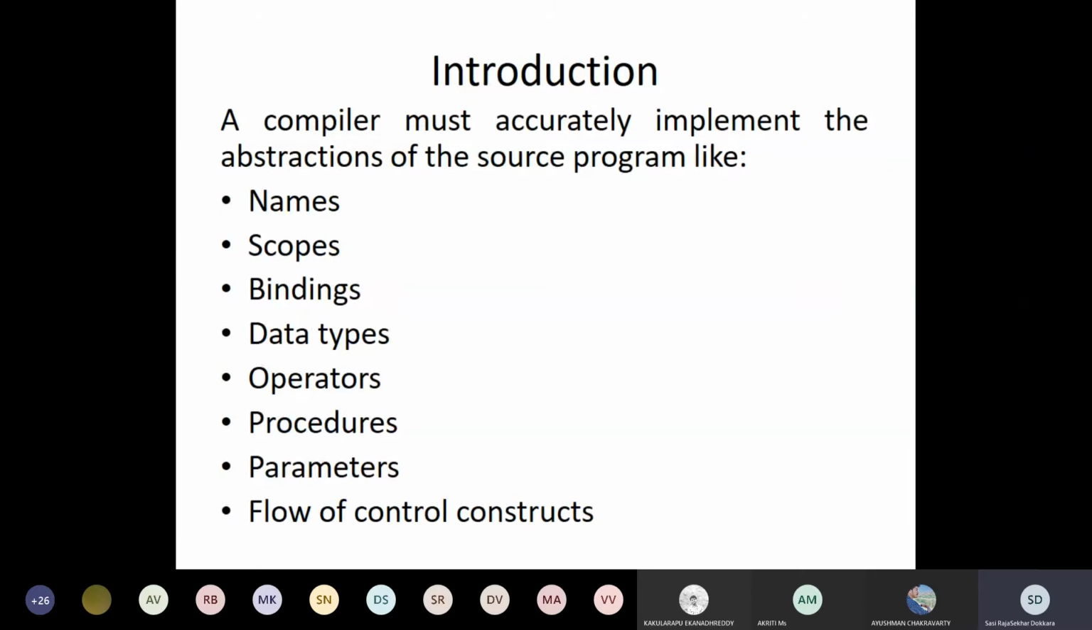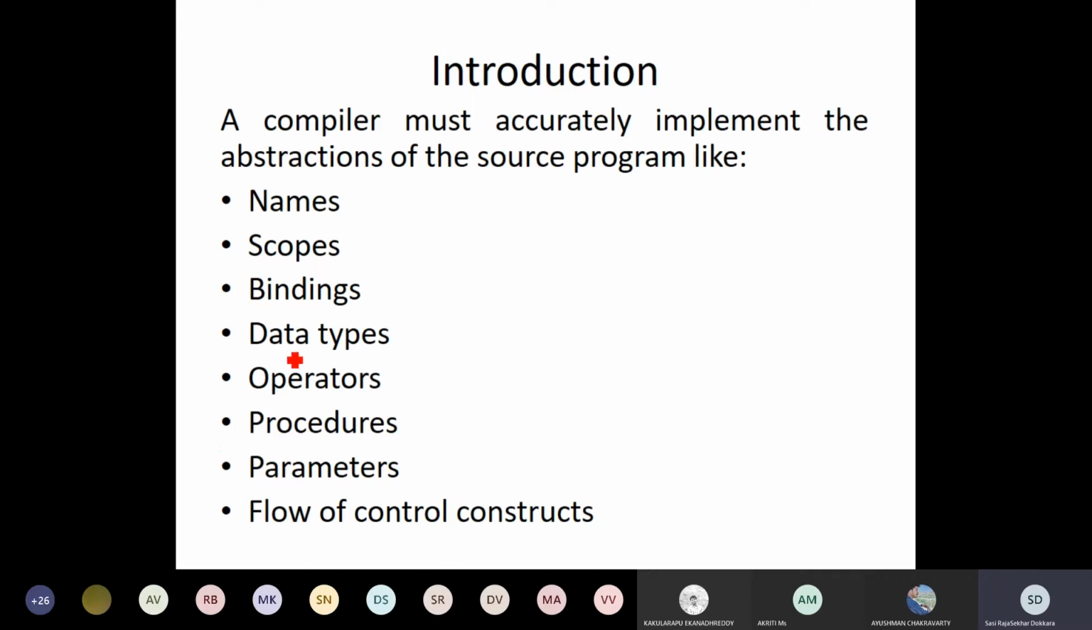To start with, a compiler must introduce the different abstractions that a source program is going to create. When I say abstractions, by now you all understand what abstractions mean. The target machine or the target code is very limited in its capabilities. It doesn't understand what a variable name is. It doesn't understand what you mean by the scope of a variable. It doesn't understand what binding is. It doesn't understand all these different aspects that are available in the high-level language.